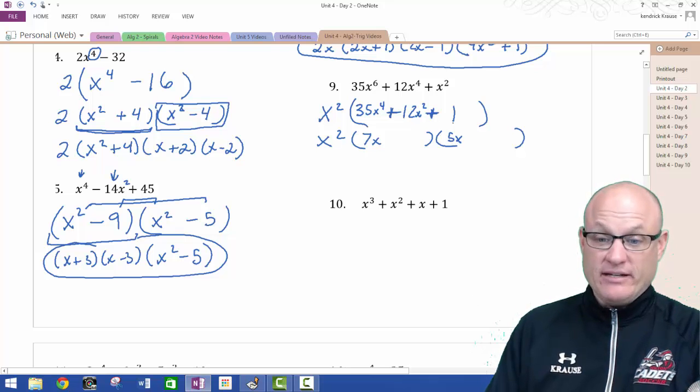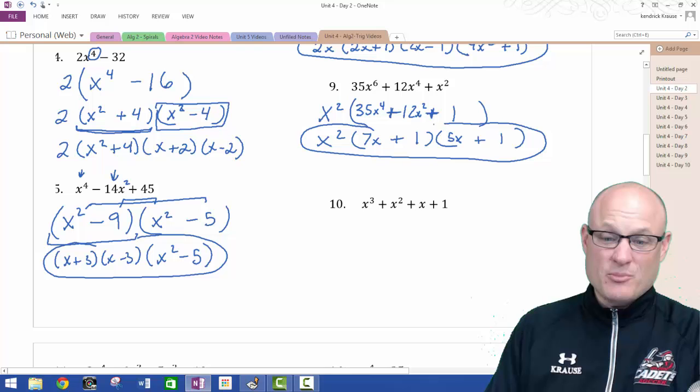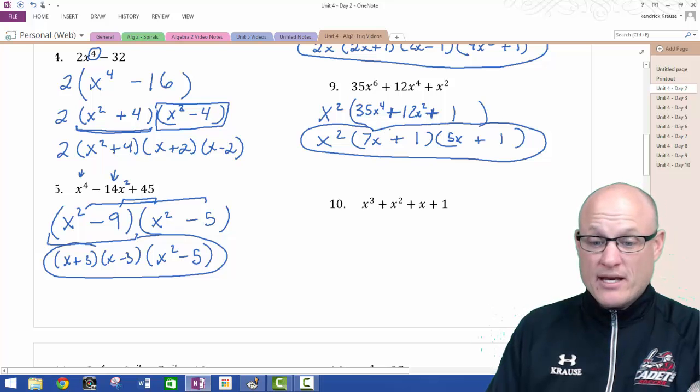7x and 5x. Easiest way to multiply to 1 is 1 times 1. Since this is positive and this is positive, signs have to be the same. In this case, they're both going to be positive. I'm actually finished. Done. That problem looked really hard, but it wasn't. Not bad. 4 terms on question 10.